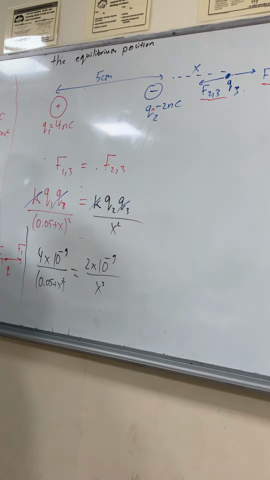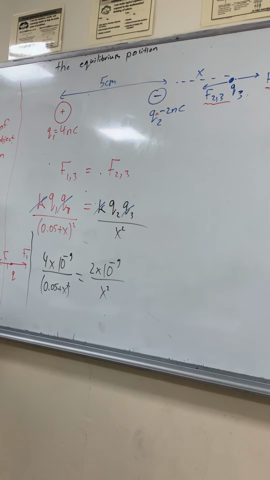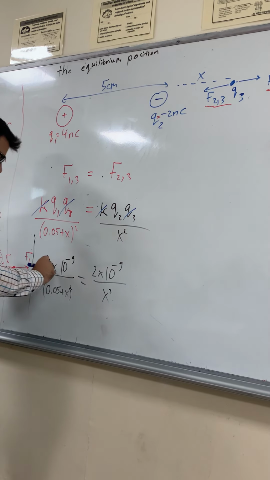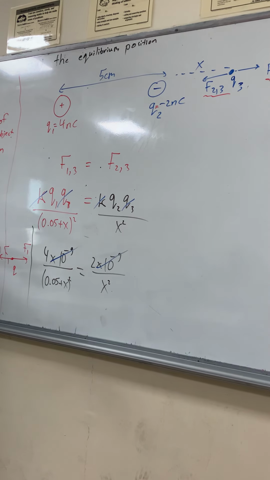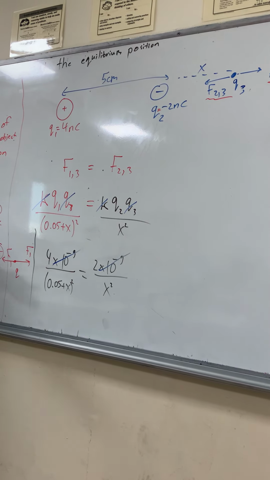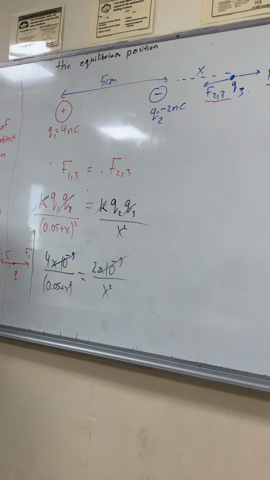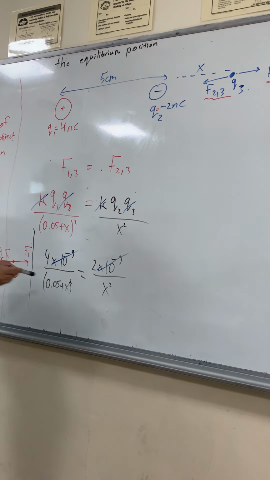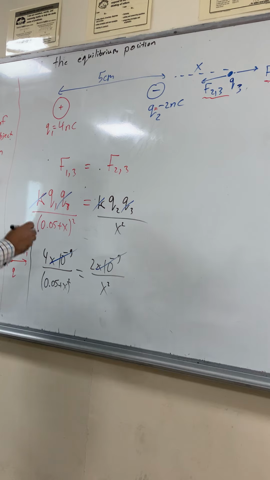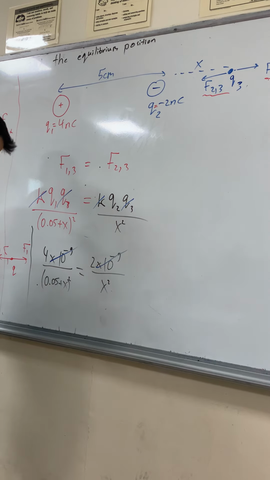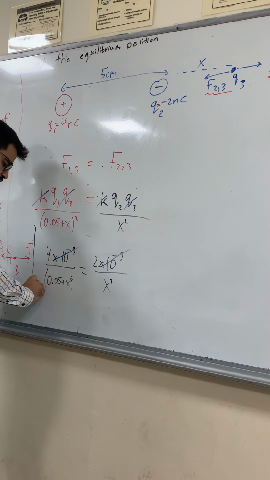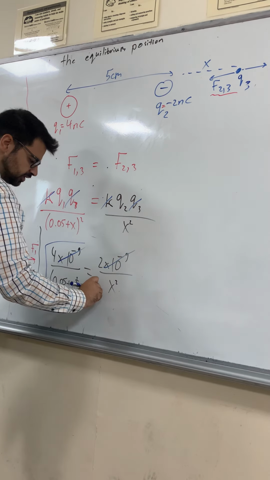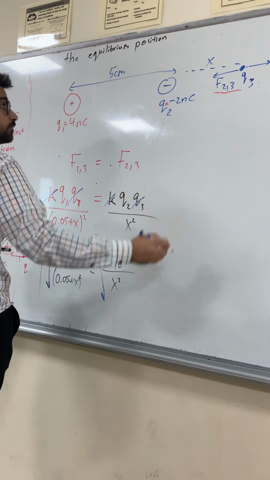What is cancelled? 10 to the power of negative 9. So you see, ya shabab, if they have the same power value, we can cancel. Opposite powers, we don't cancel. Now what do we do, ya shabab? We want to get rid of the squared. Now before we cross multiply, let's make it easier. I don't want the quadratic function, so square root both sides.